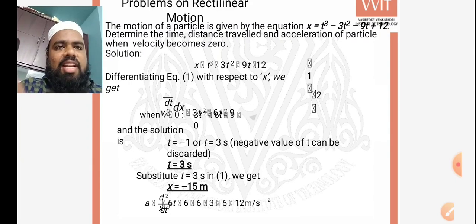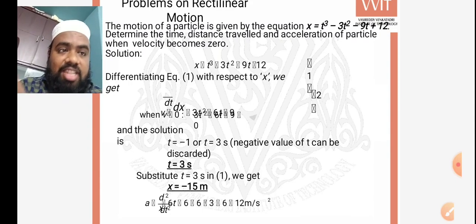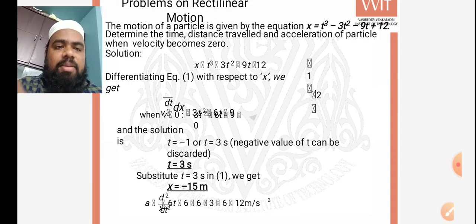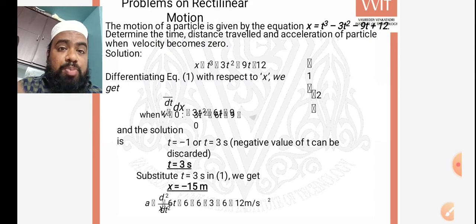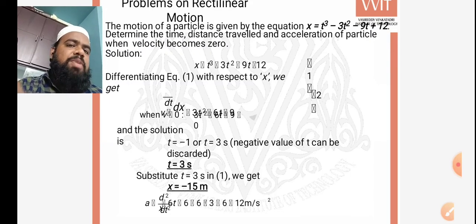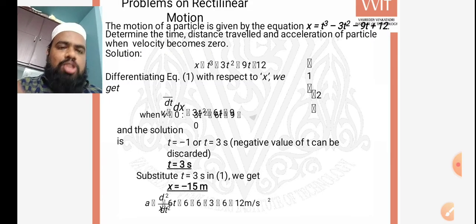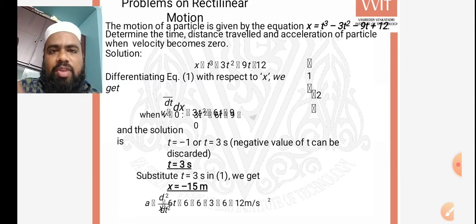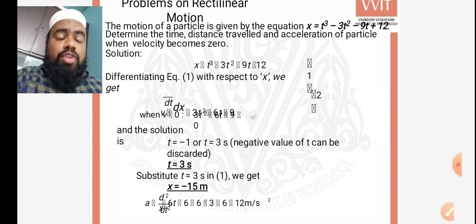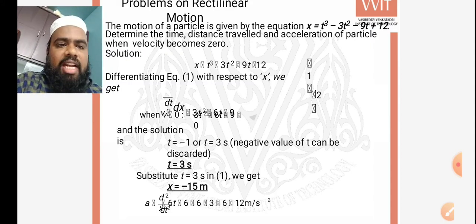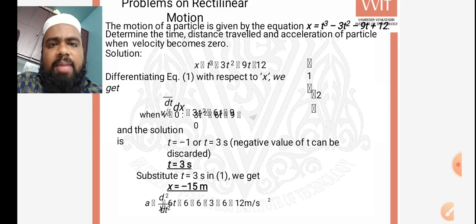The question is: determine the time, distance traveled and acceleration of the particle when velocity becomes 0. When velocity becomes 0, take v is equal to 0 in the equation, and the equation will be in the form of ax squared plus bx plus c. For finding x, there is a formula: x is equal to minus b plus or minus square root of b squared minus 4ac, divided by 2a. By doing so, you will get t as 3 seconds and minus 1 second. We should not consider time in negatives, so we neglect minus 1. So we consider time t is equal to 3 seconds.